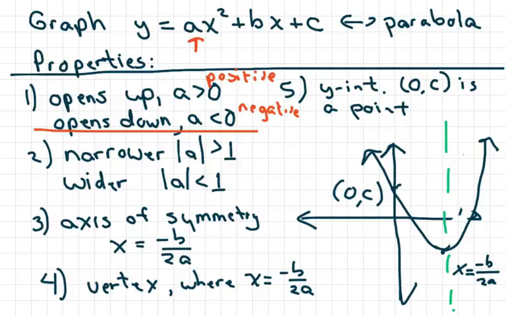In the previous video, we already talked about narrower and wider. If A is bigger than 1, then it's going to be narrower because that's more of a stretch. Like a rubber band, you stretch it and it gets narrower. But if the absolute value of A is less than 1, it means it's weaker, it flattens out, and it's a shrink. Some teachers call it compression.